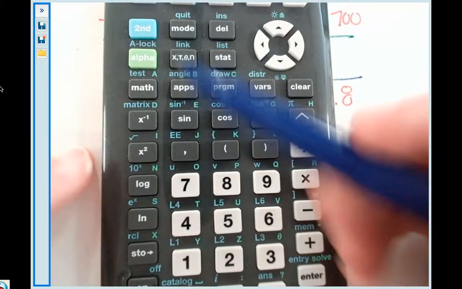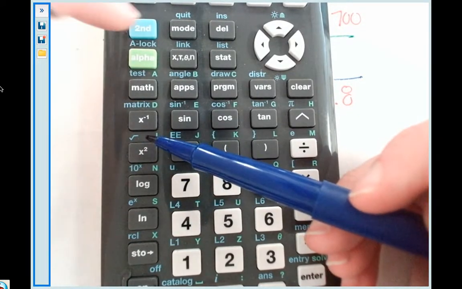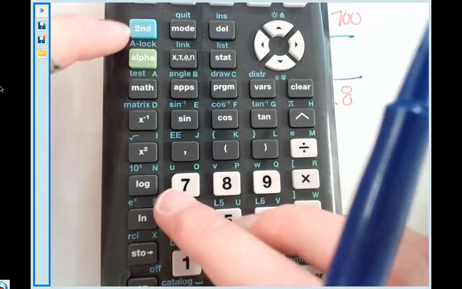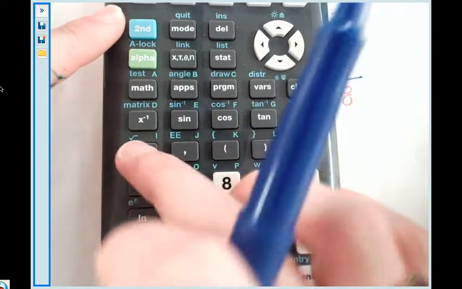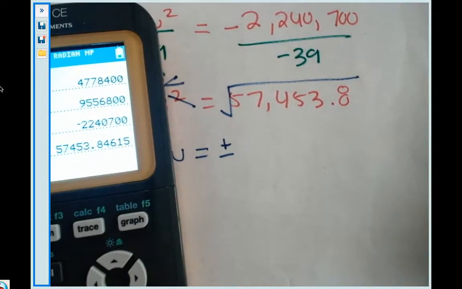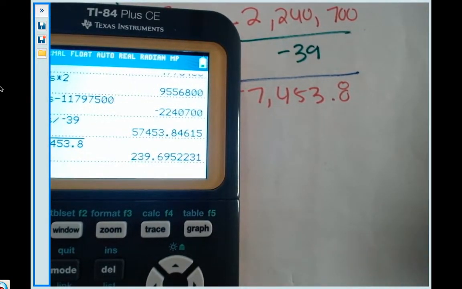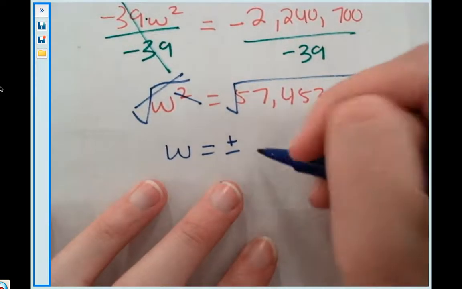Remember, the way we get a square root on your calculator, see this nifty blue square root above the x squared? That's where it is. So you hit second x squared. So second x squared, and bam, that will pop up. So we're left with 57,453.8. And that will give us 239.7. Bam.